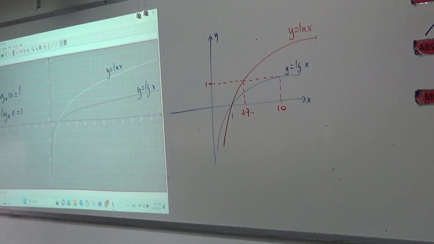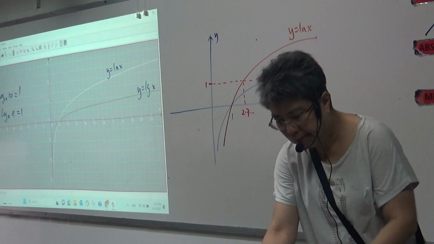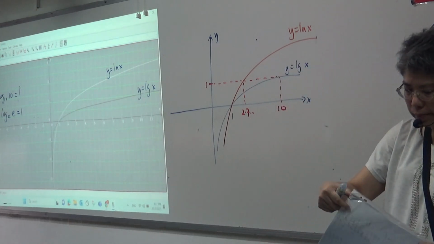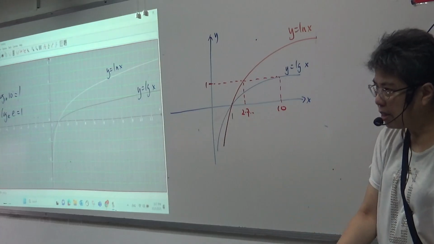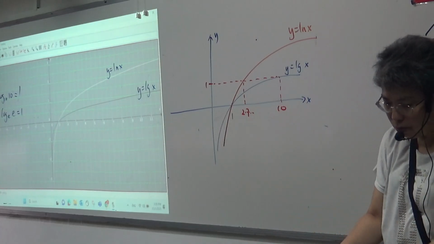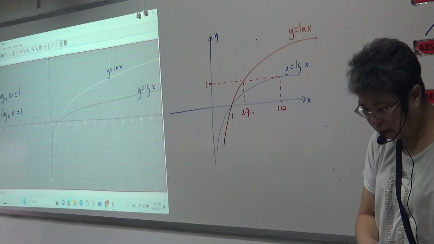Can you understand my diagram here? Yes or no? Okay, good. Now, after you sketch, can you look at part 2? Use the graphs to find the range of values of x for which log x is bigger than 0. Log x is bigger than 0. Don't look at me, think about how to do it.